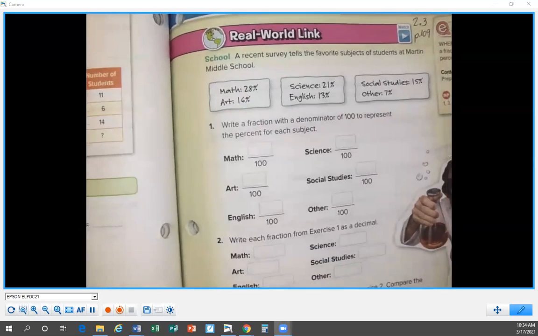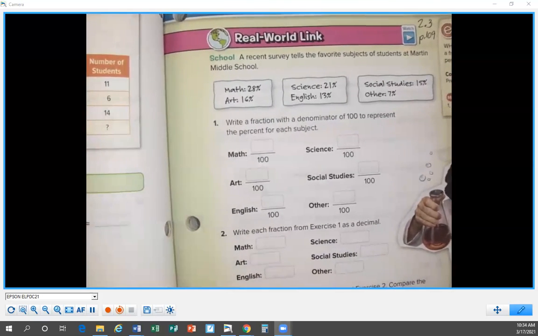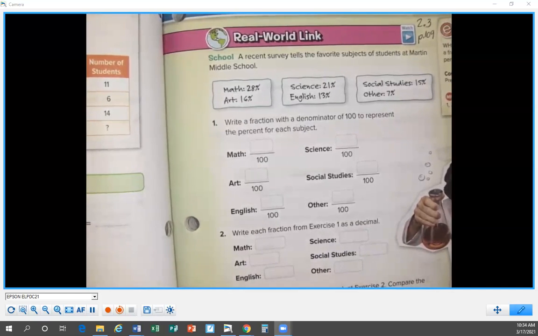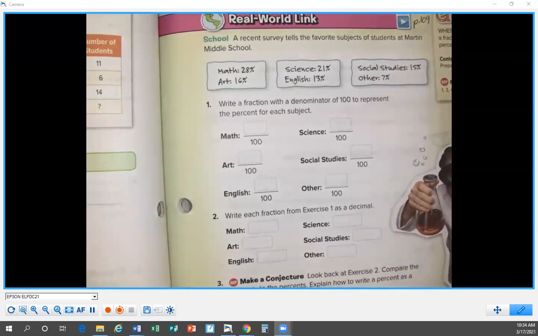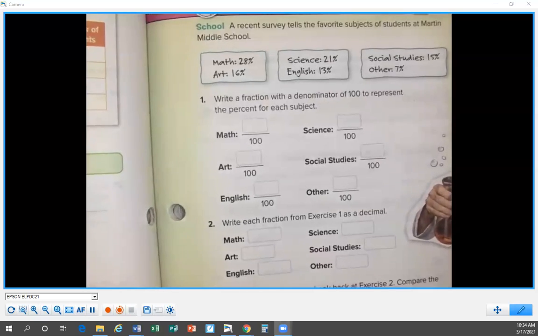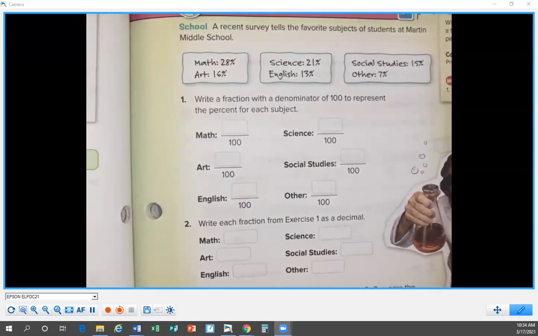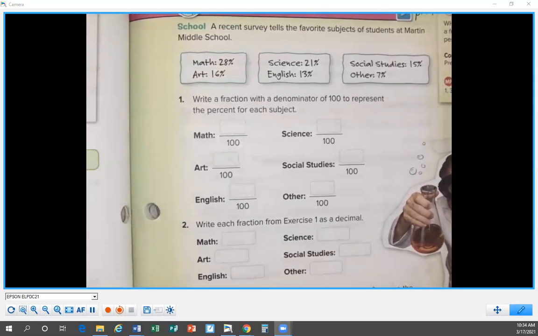So at a school, a recent survey tells the favorite subjects of students at Martin Middle School. 28% of students said that math is their favorite subject. 16% of students said art. 21% of students said science. 13% of students said English. 15% of students said social studies. And 7% of students chose another subject. So write a fraction with a denominator of 100 to represent the percent for each subject.